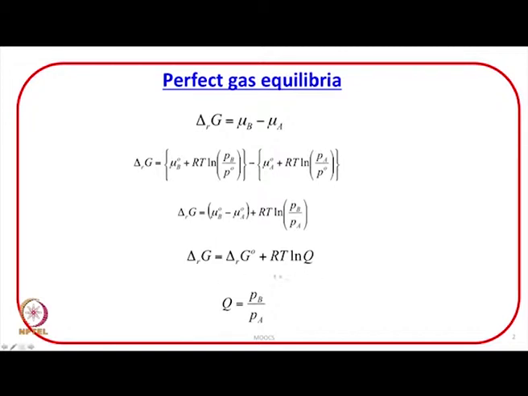This equation, delta Rg is equal to delta Rg naught plus RT log Q, is a very important relation, because it connects the slope, or the value of delta Rg, with Q. Q is the ratio of partial pressure of B and partial pressure of A. That means the value of Q depends on how much B is there and how much A is there in the reaction mixture, and this Q will decide delta Rg.